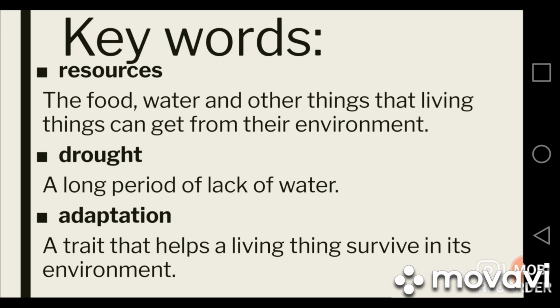Resources. Resources are those things which are necessary for the living things to live and survive. The food, water, and other living things that living things can get from the environment are called the resources. Drought is a long period of lack of water, and when there is no rain for a long period of time, it can cause drought. Adaptation. A trait that helps a living thing survive in its environment is called its adaptation.